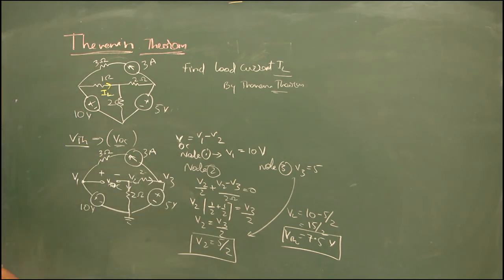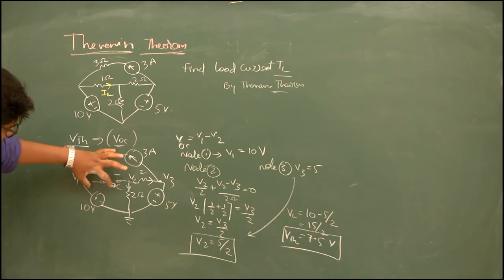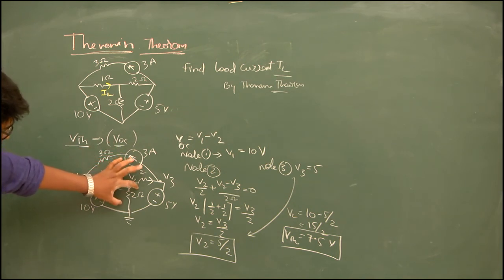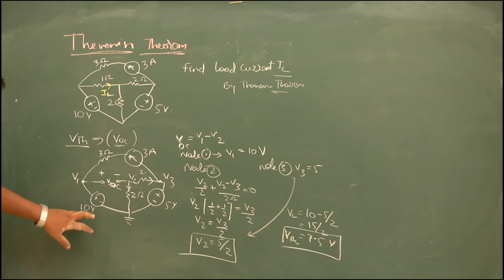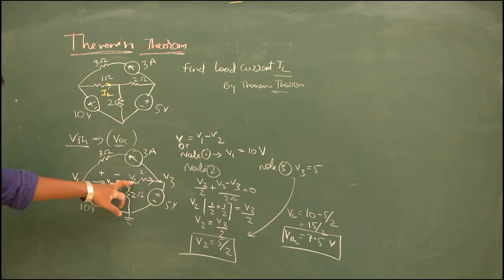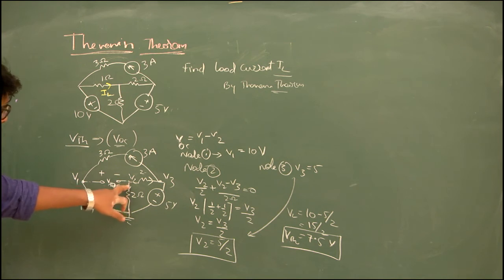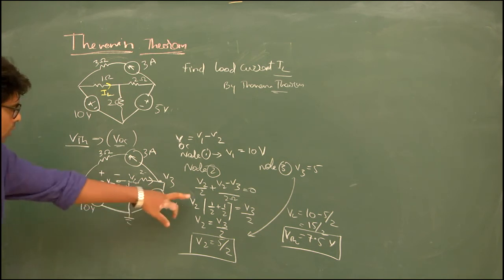So by node analysis we did. If you want to find by mesh analysis, the voltage drop across these two elements means we have to find the drop across this element and the drop across this element. By mesh analysis you can find also, but by node analysis, VOC simply means V1 minus V2. V1 is already 10 volts. By KCL at node 2, what are the currents? This current is leaving and this current is leaving. V2 by 2, I did this.